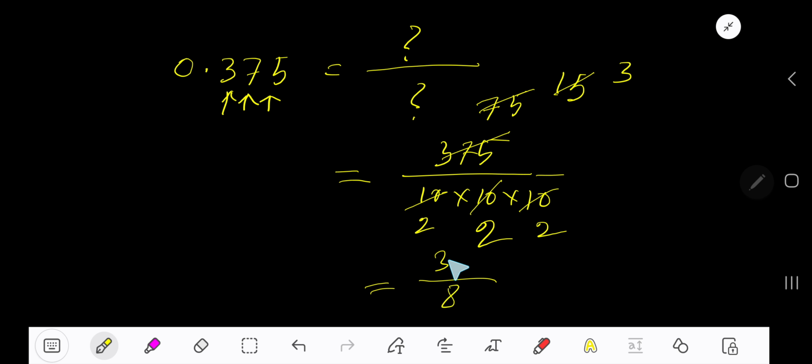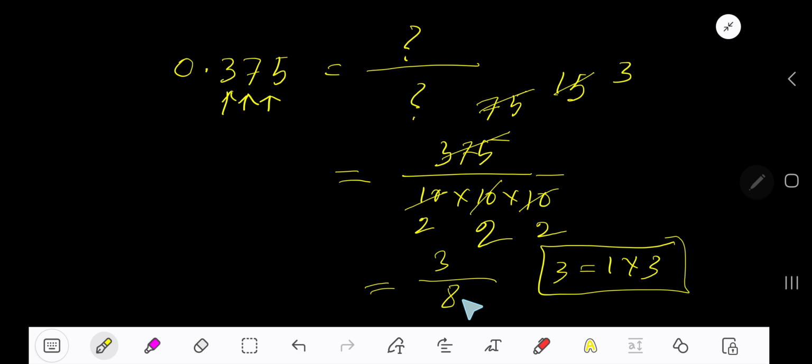The common factor between 3 and 8 is just 1. So this is the reduced form, or lowest term, or simplest form. 3 is a prime number. It has only two factors, 1 and 3. So the common factor between 3 and 8 is 1.